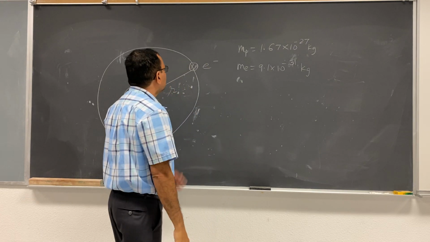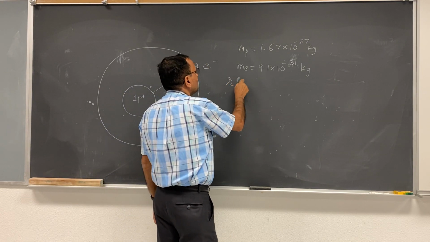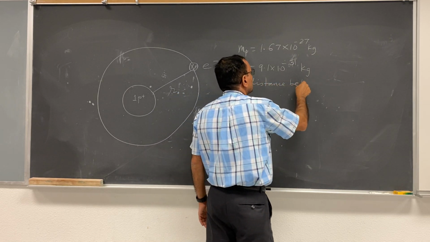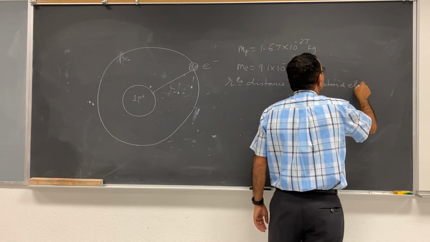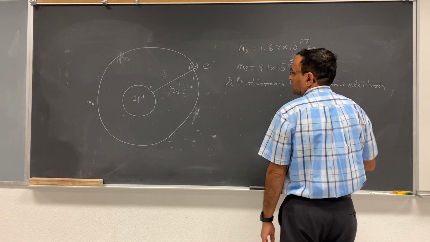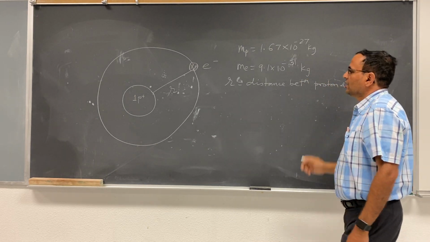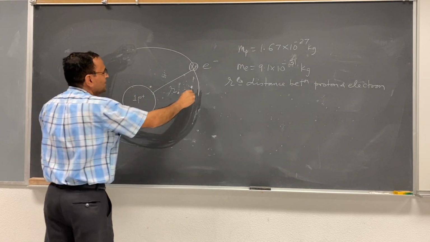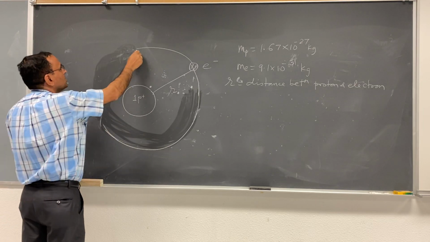Okay, so the distance between the proton and electron is r. R is distance between proton and electron. Here I'm talking about the hydrogen atom. Okay, hydrogen atom. R is the distance between the proton and the electron. Make it a little bit circular. Okay, this is circular.